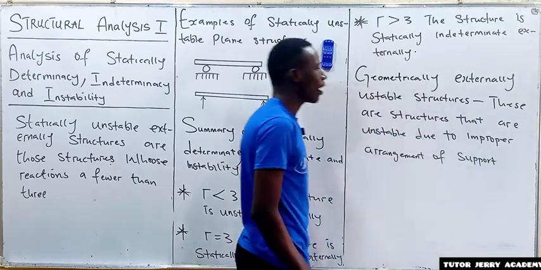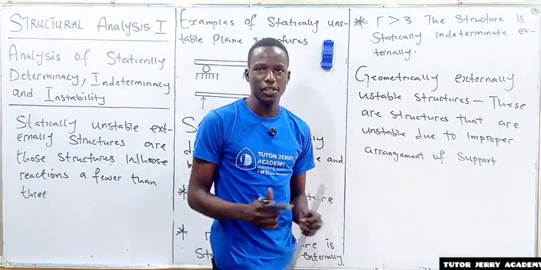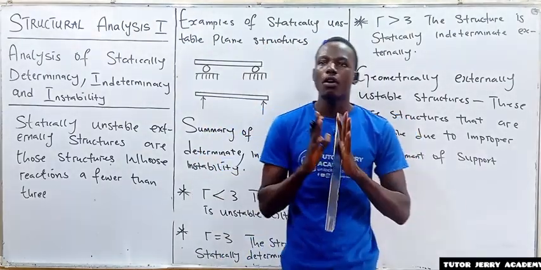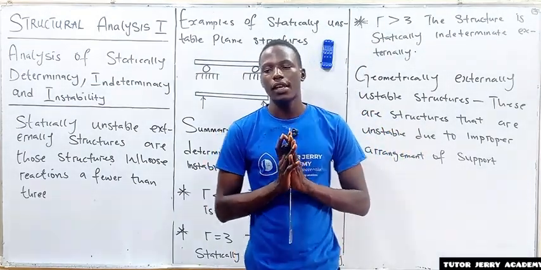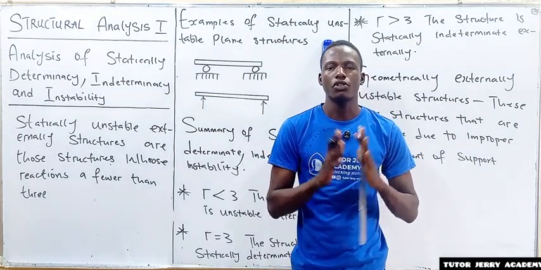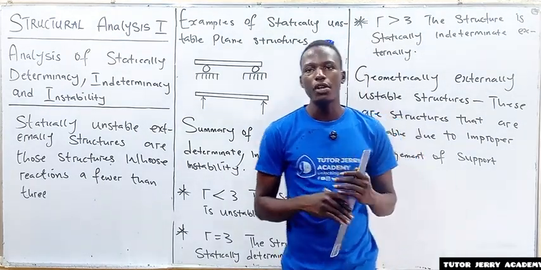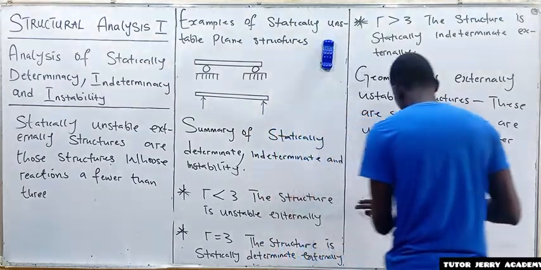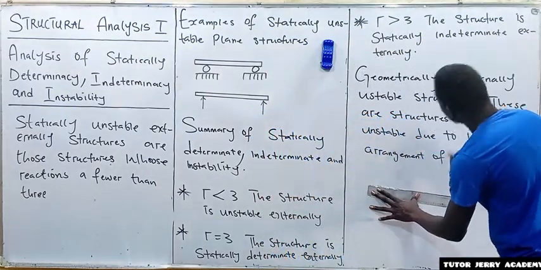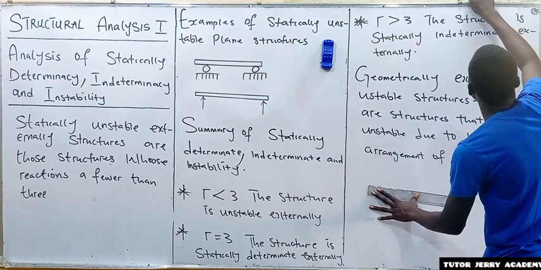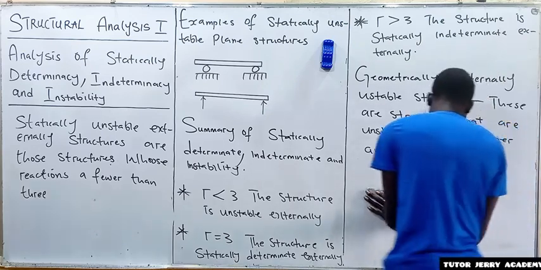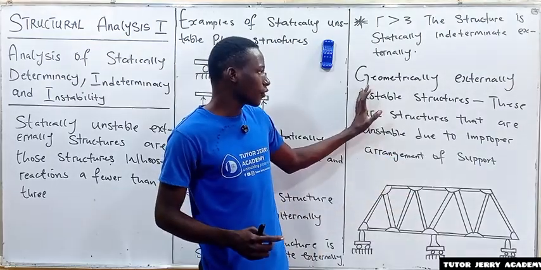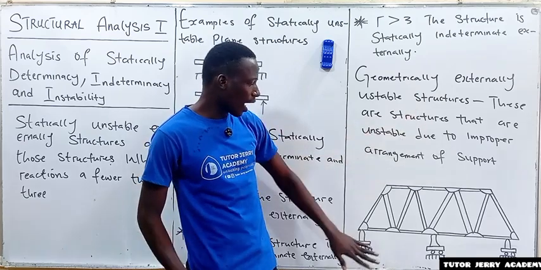Now, take note of this. It's very, very important. I'm going to be drawing an example for you on the board of a geometrically, externally unstable structure, so you can see what we are talking about. So we have this on the board. This is the definition of a geometrically externally unstable structure, and this is its example.